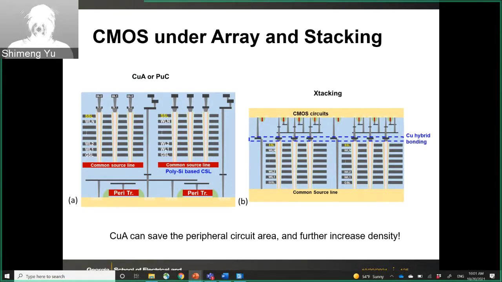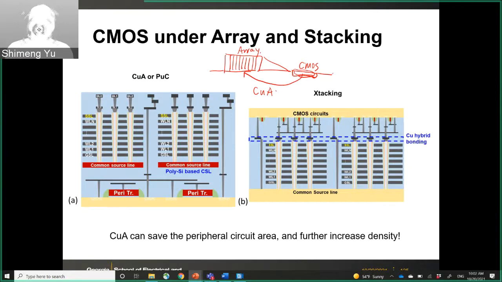Previously we may have the core area, and then the staircase, and then the peripheral circuits like your sense amp and so on in the horizontal dimensions. Now we want to hide some of the peripheral circuits underneath the 3D array area. So this is called CMOS under array. This is the CMOS, and this is your array with the vertical strings.